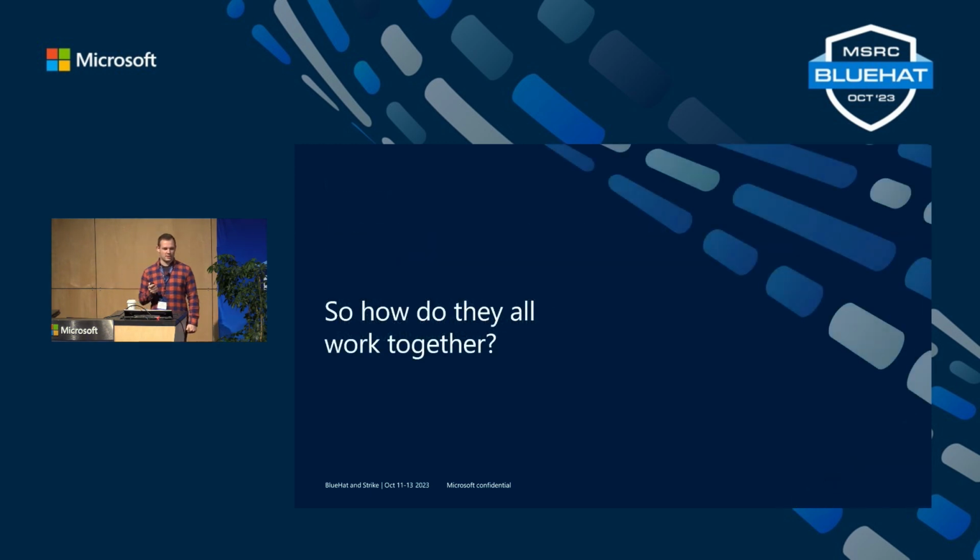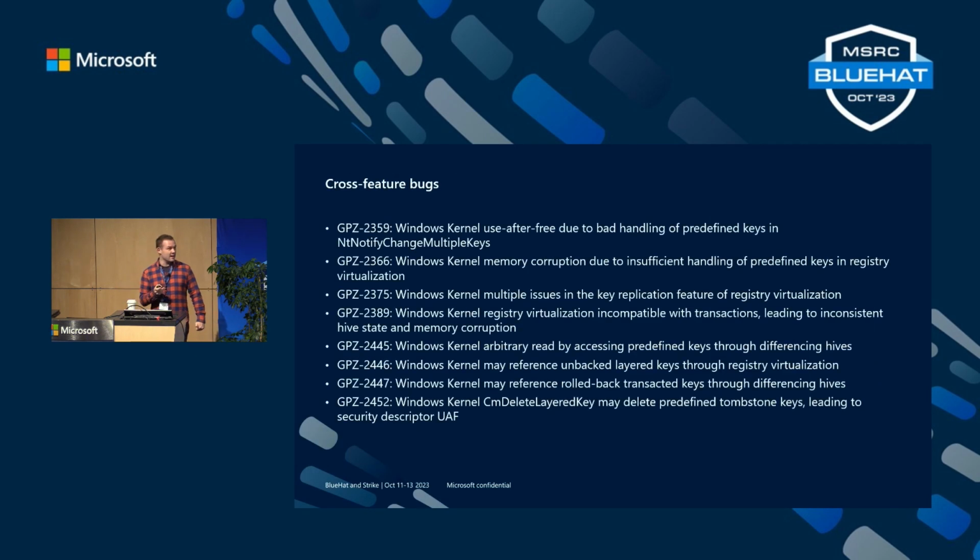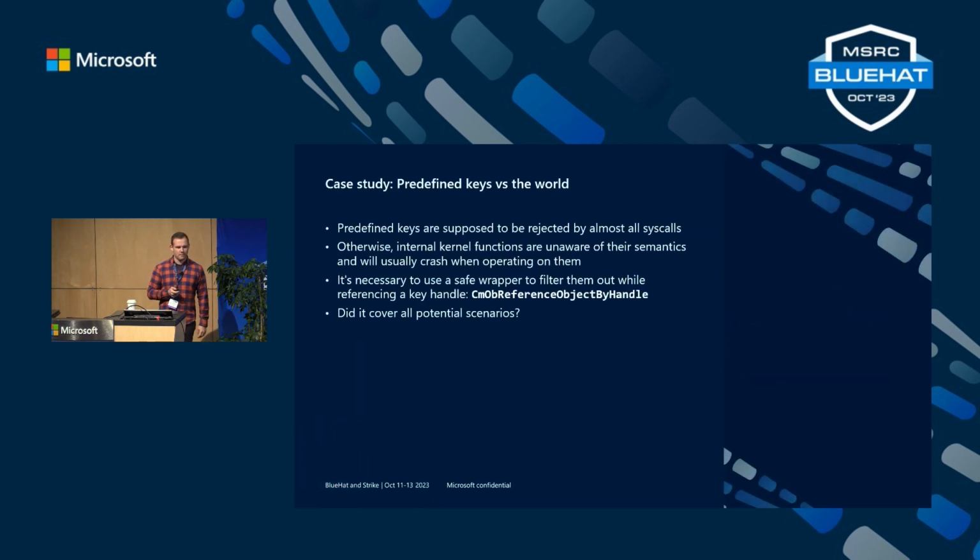So now the question is, how do all of these features work together? And as you can imagine, they don't. This is the situation in the registry. Again, I will just show you a list of the cross-feature bugs that were caused by problems in the interactions between those features. You can look them up in the Project Zero bug tracker. But I want to show you one case study where something went wrong with the interactions.